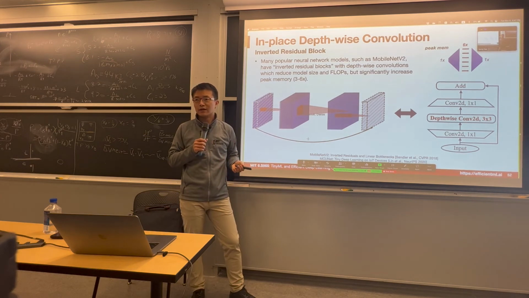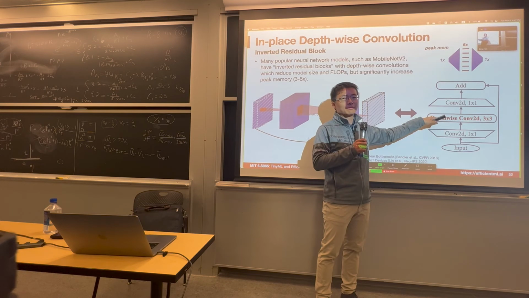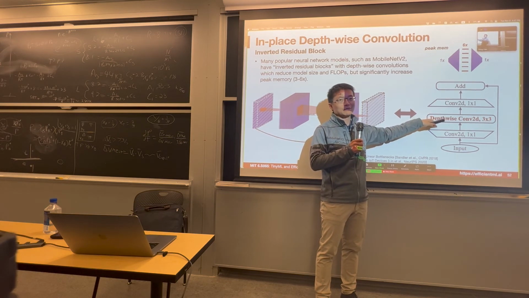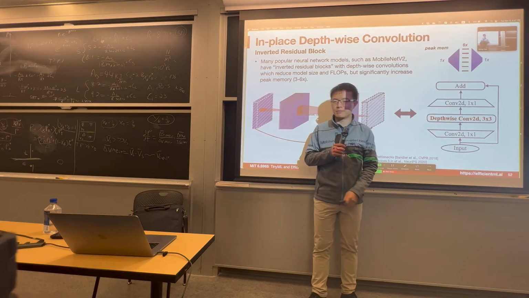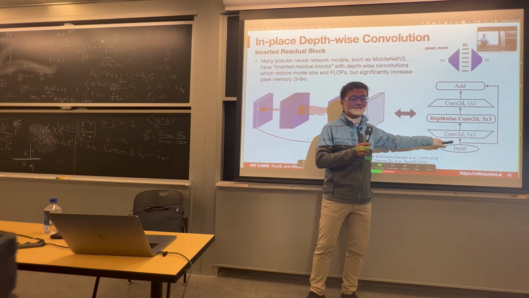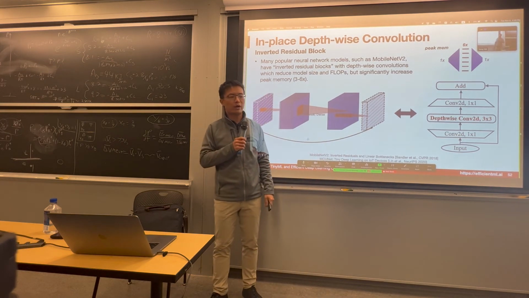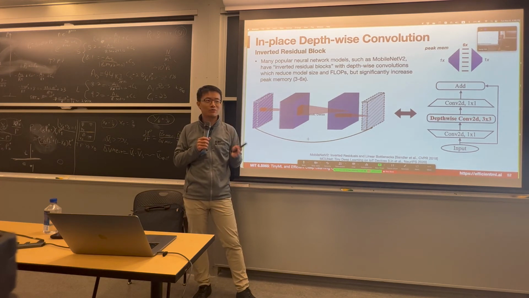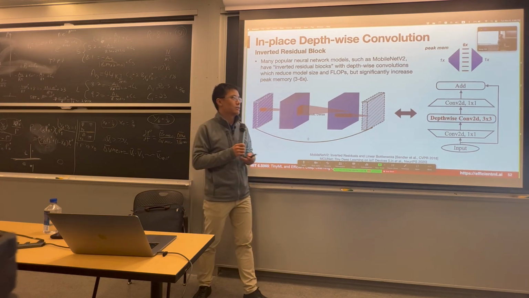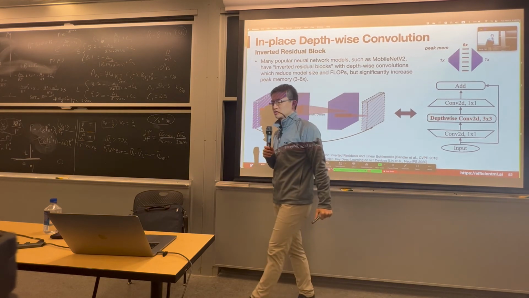What's the drawback over there? You also increased the peak activation by a large margin, because it's the same resolution, but the number of channels is 3 to 6 times larger than what is here, right? So that's a key problem, since on a microcontroller we have very limited SRAM, only 320 kilobytes. Such a large expansion ratio is very harmful, and how do we try to avoid that?